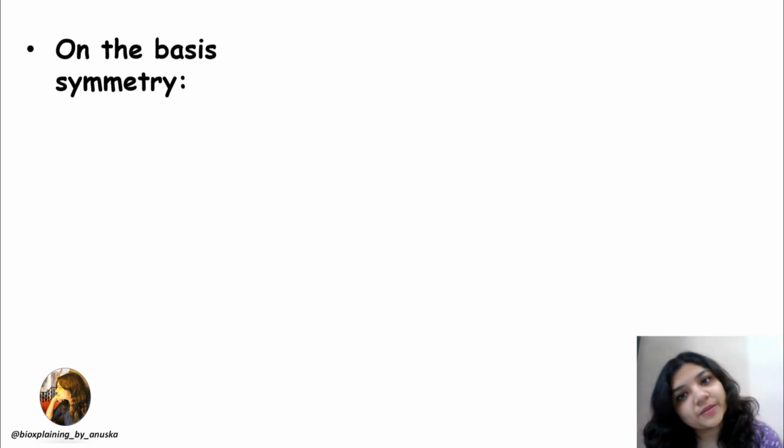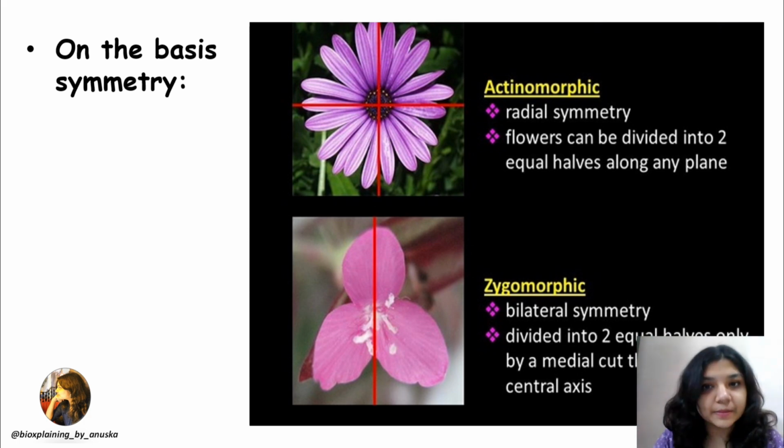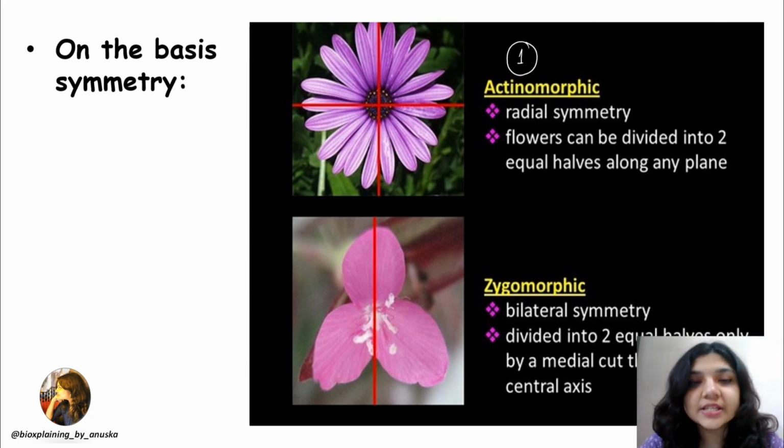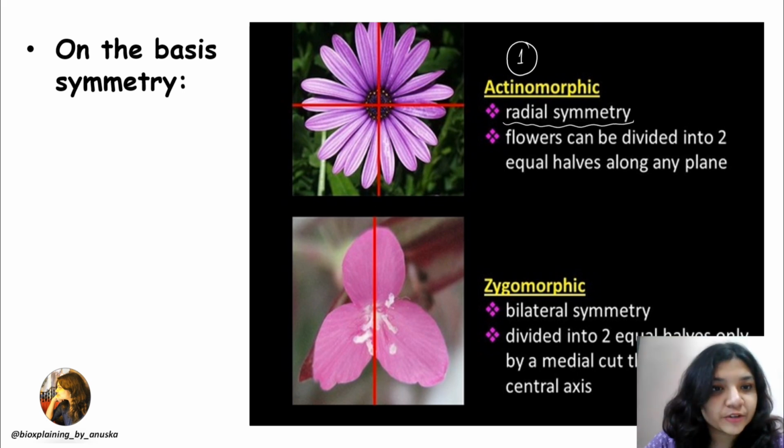Okay, so this is the last classification that we are doing, that is on the basis of symmetry. There are basically three types that we will be having here. The first one that we have is actinomorphic. So what is actinomorphic? Actinomorphic flowers are radially symmetrical. What do we mean when we say radially symmetrical?